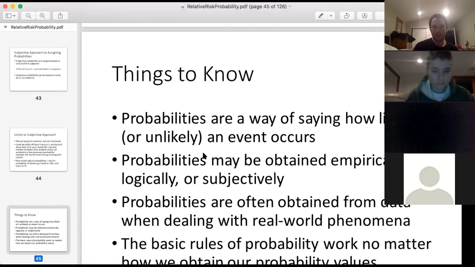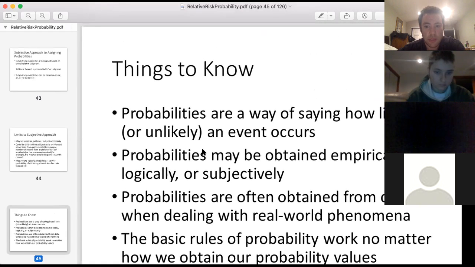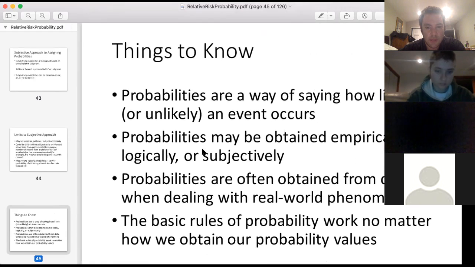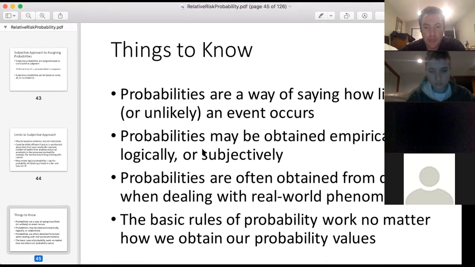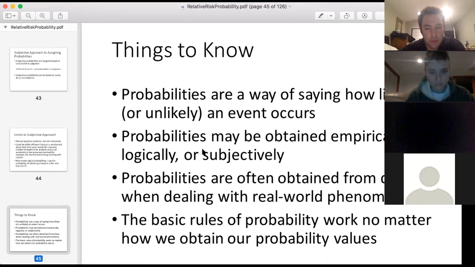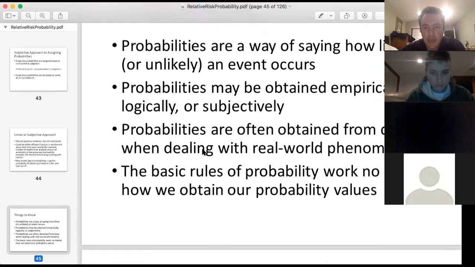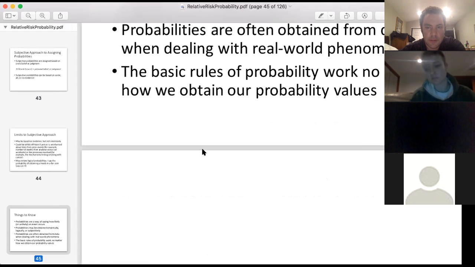So basically, just to sum it up, probabilities are a way of saying how likely or unlikely an event is to occur. They may be obtained in these 3 ways: empirically, logically, or subjectively. And we obtain them from data when dealing with real-world phenomena. And they work no matter how we obtain our probability values.